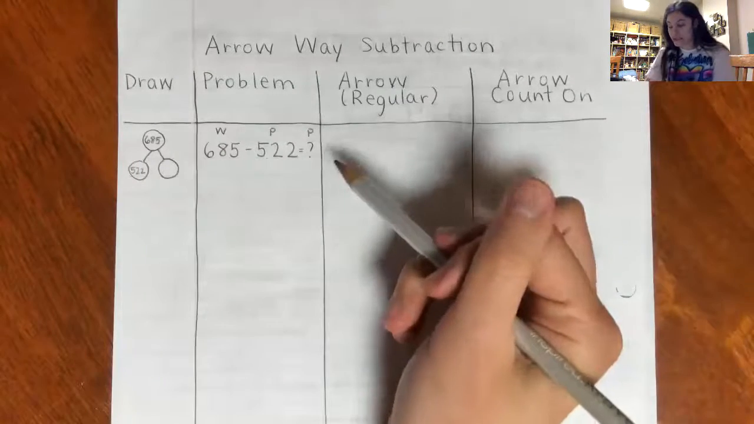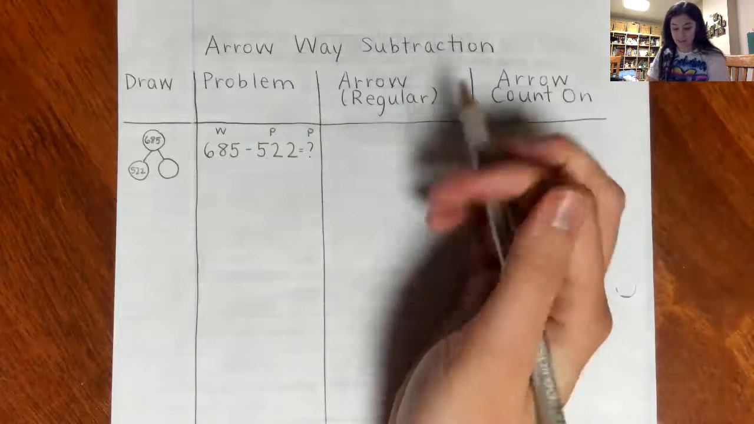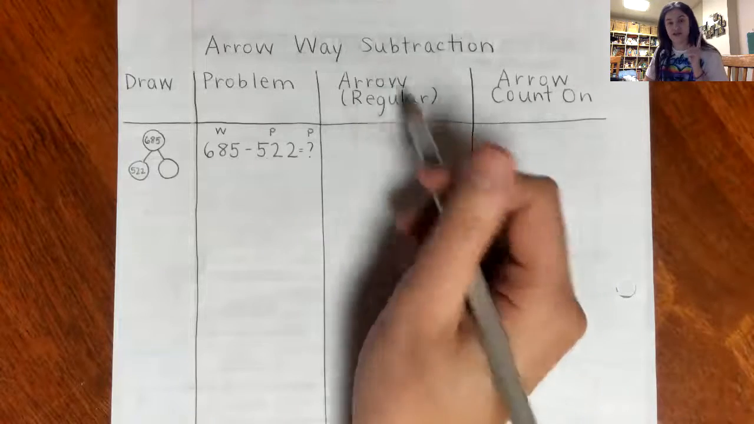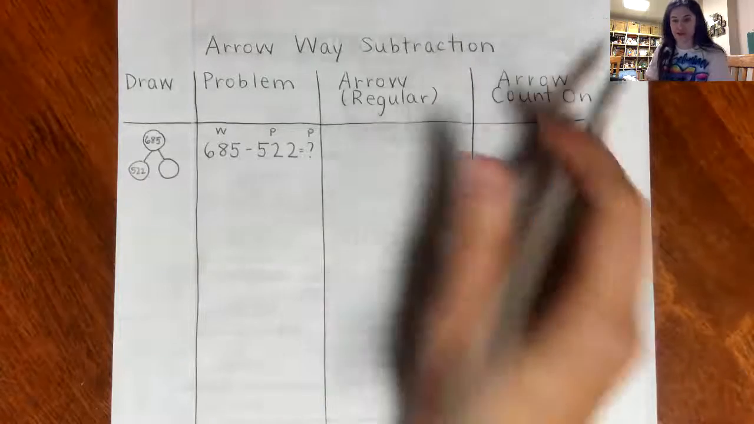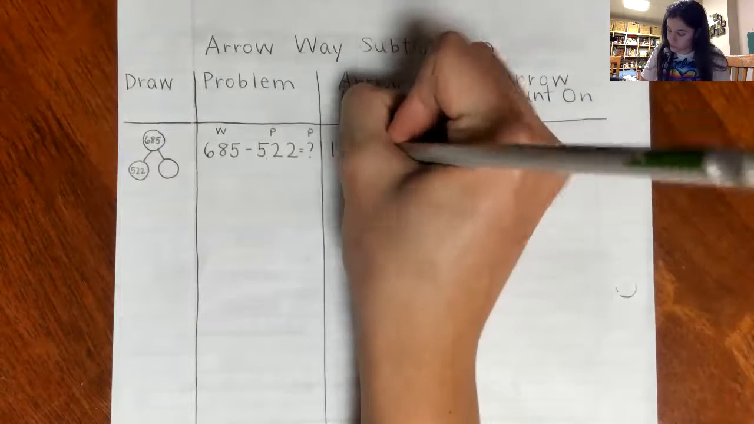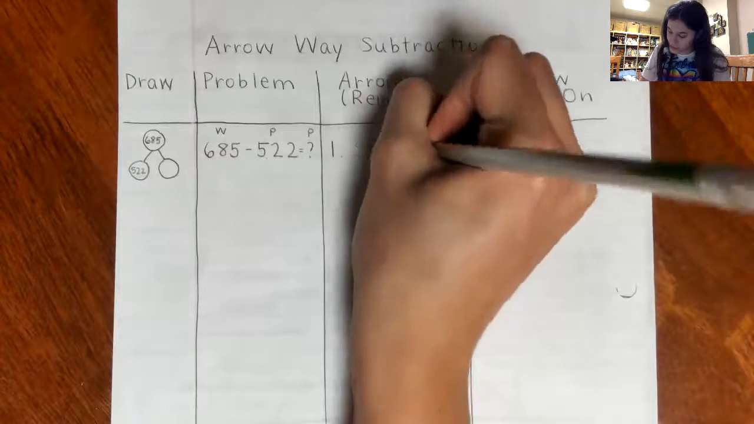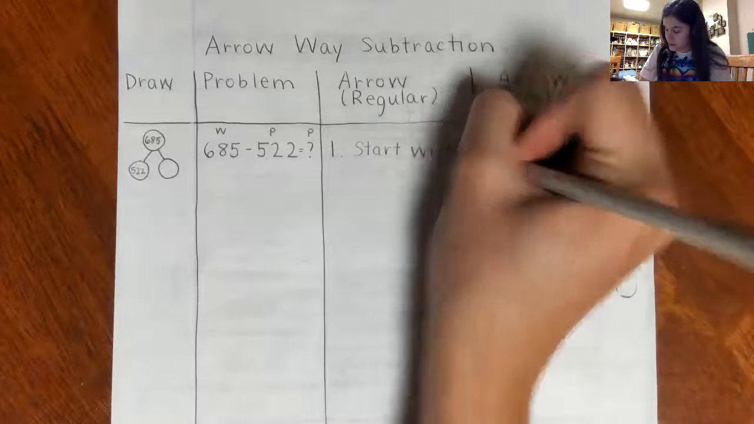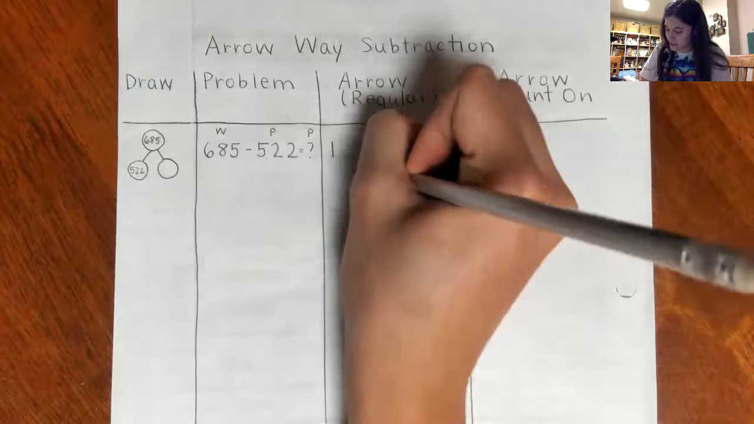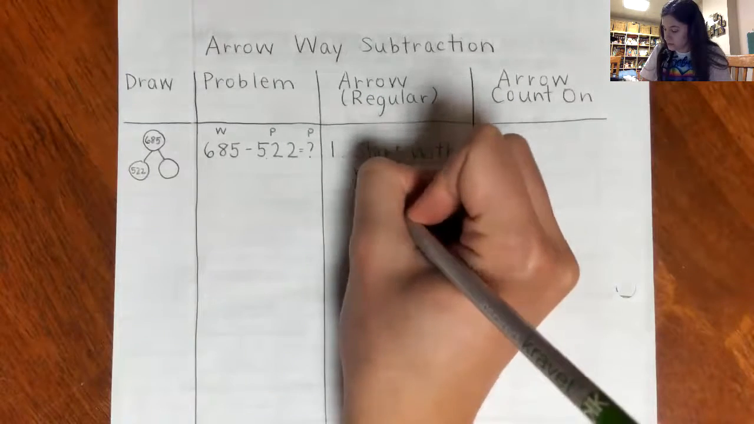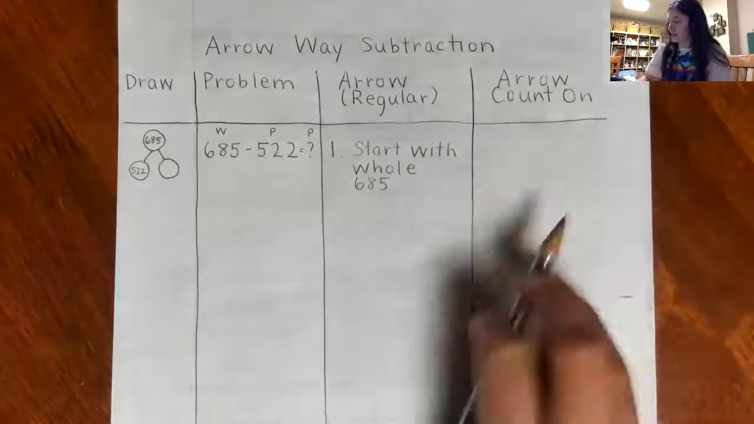And now going into arrow-way, the first step I want you to think about is 1, I want you to start with the whole, okay? This is just regular arrow-way we're gonna start with. Don't worry about this one yet. All right, so step 1, I really want you to start with the whole, okay? And here we know, since we thought about it and did it with our number bond, we know our whole is 685, okay? So I know this is step 1, I'm starting here, okay?